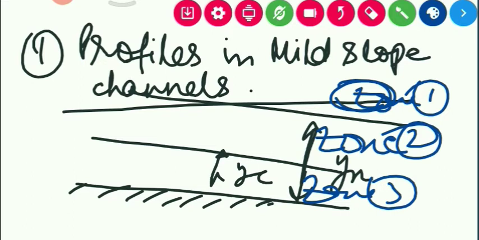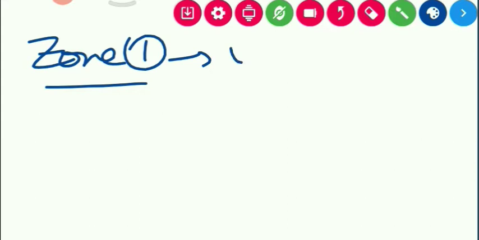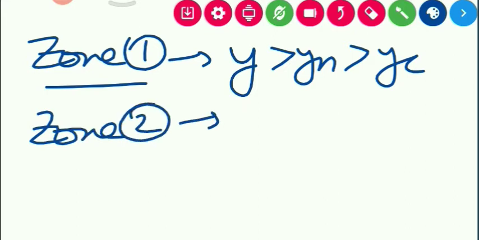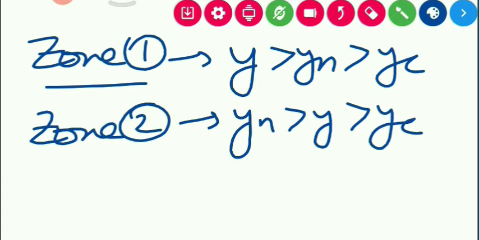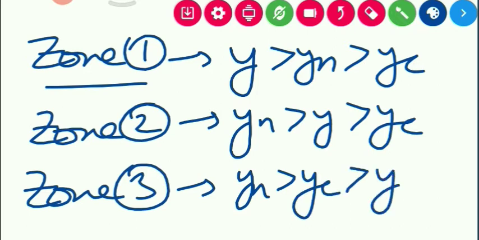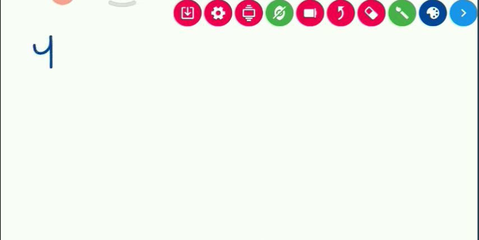So if the water lies in zone 1, then we have y is greater than yn is greater than yc. If the water surface lies in zone 2, then we have yn greater than y greater than yc. And if the water surface lies in zone 3, then we have yn greater than yc greater than y. Okay, so first let's see the case of zone 1, when y is greater than yn greater than yc.